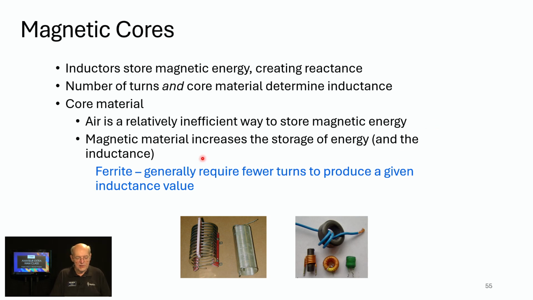Magnetic materials increase the storage of energy and the inductance. If you can think of the magnetic material as focusing the lines of force in the inductor, that's what causes the inductance to increase. And of the different kinds of cores, ferrite will generally require fewer turns to produce a given inductance value. And we'll look at some other core types in a second here.